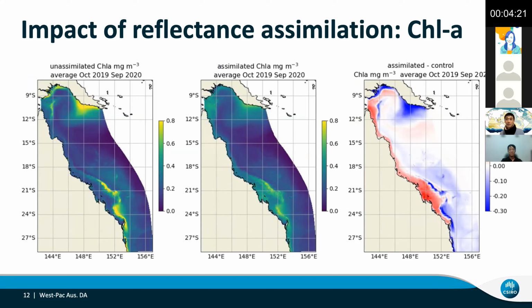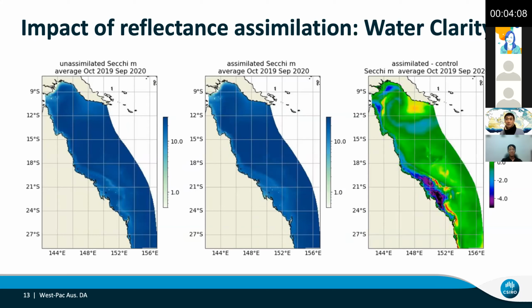When we do the assimilation, we get this surface value for chlorophyll in the center there. And the difference is that the assimilation system is adding chlorophyll within the GBR lagoon and taking away chlorophyll in some of the offshore locations.